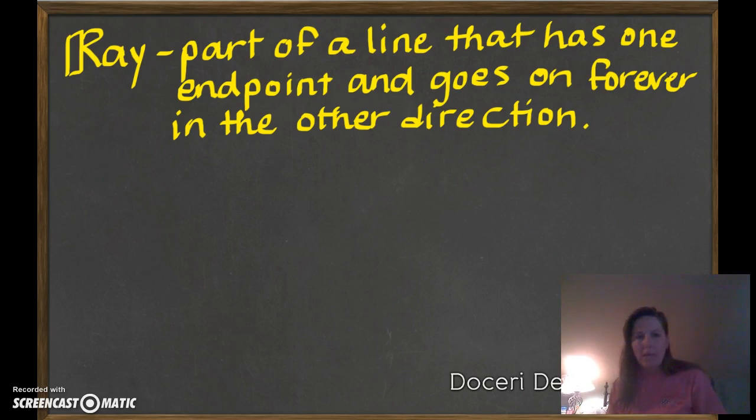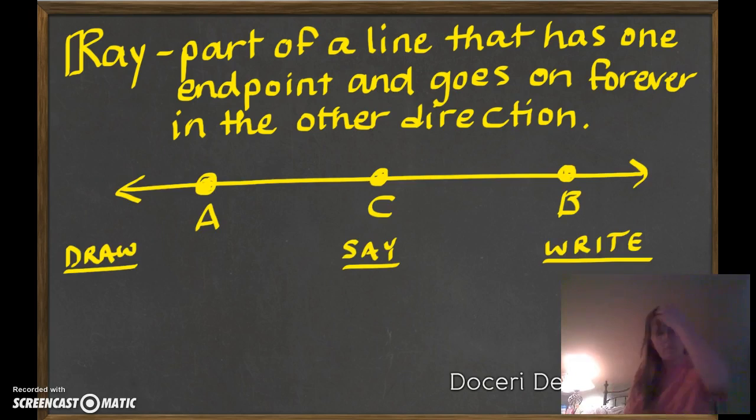Next, we're going to talk about a ray. A ray is a part of a line that has one endpoint and then goes on forever in the other direction. So on this line, there are a few different rays. We could have ray CB, which indicates that it starts at point C and goes on forever in the direction of B. And if that was our ray, we would draw it like this.